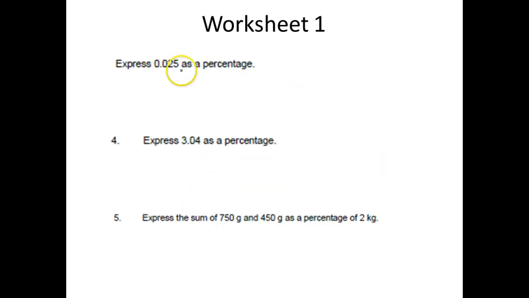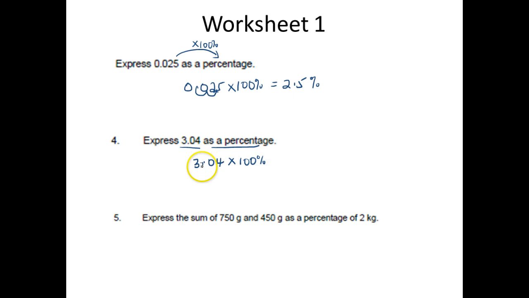Question 3. Express 0.025 as a percentage. So 0.025 change to percentage, I multiply by 100%. Shift my decimal place to the right, and I get 2.5%. Express 3.04 as a percentage. So 3.04 times 100%. Shift my decimal point to the right, and I get 304%.